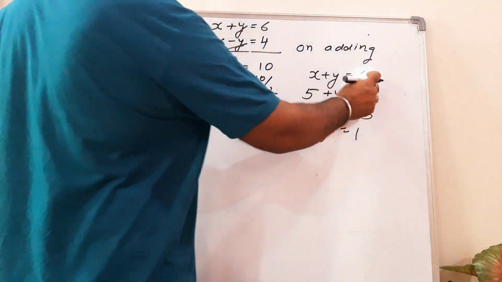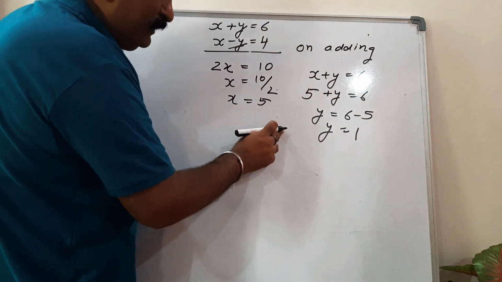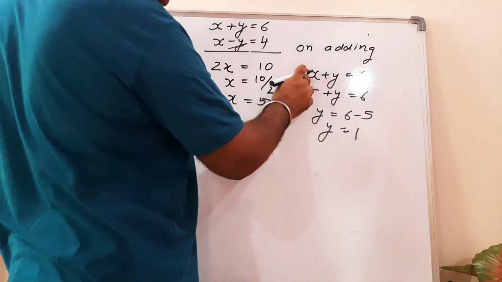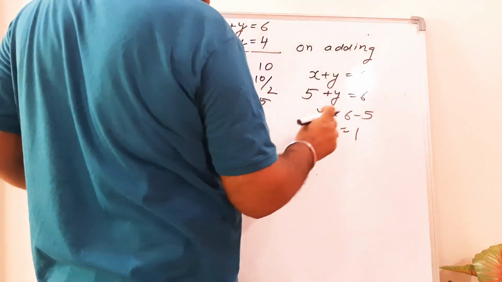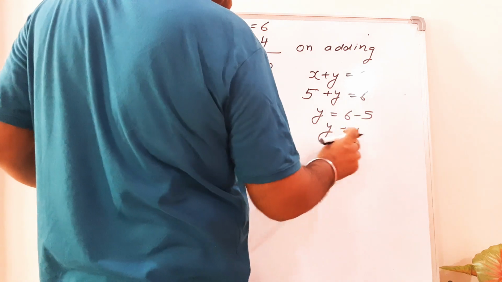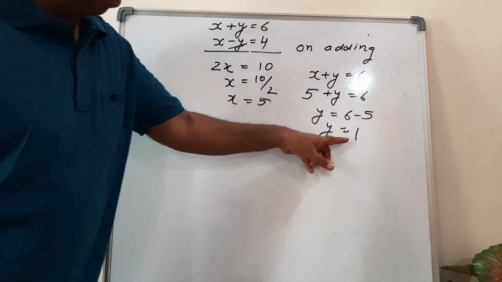Now x plus y is equal to 6. In place of x, wherever there is x, put 5. It means in place of x you can put here 5. So 5 plus y is equal to 6. So y is equal to 6 minus 5. Y is equal to 1. The solution is x is equal to 5 and y is equal to 1.